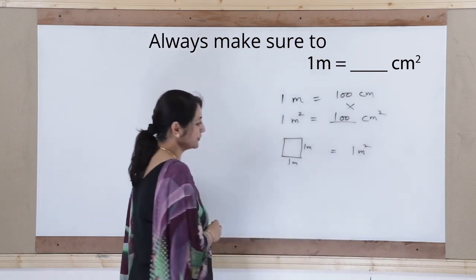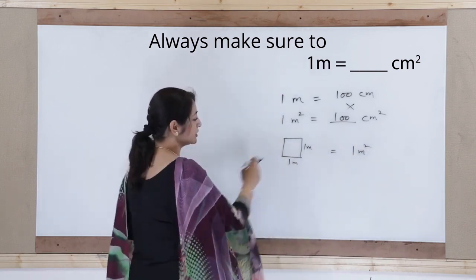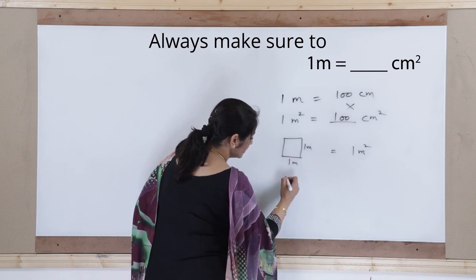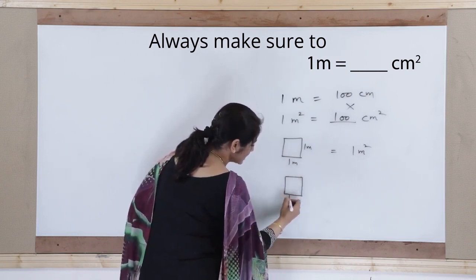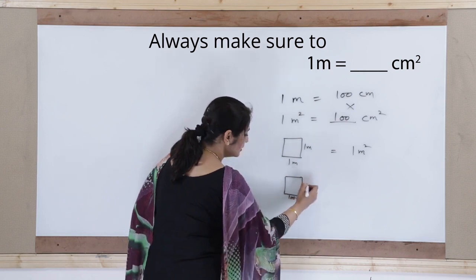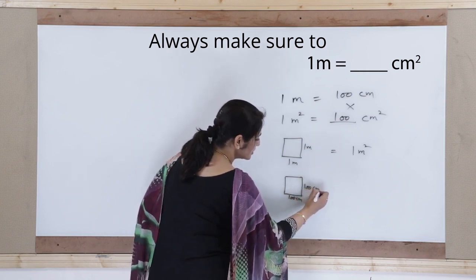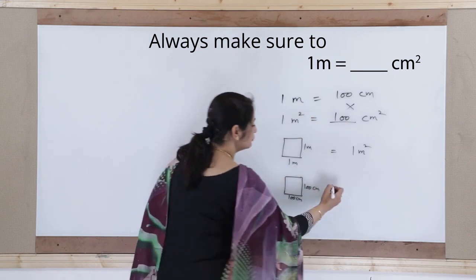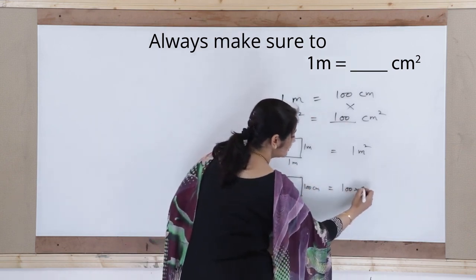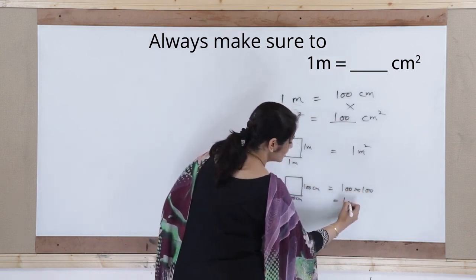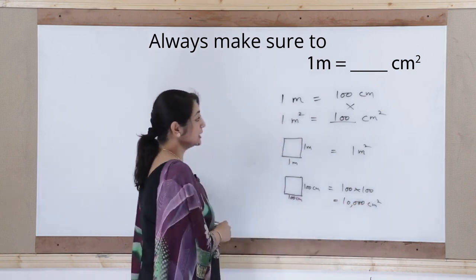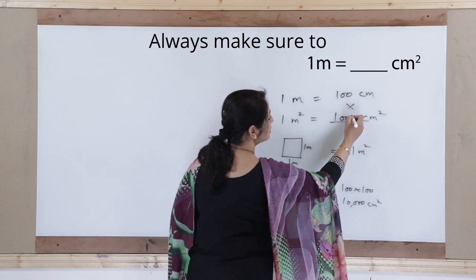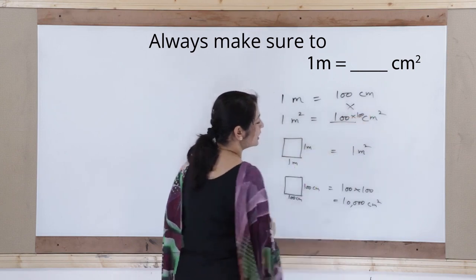Now suppose if I convert it into centimeters, then this same square will have the length as 100 centimeters and breadth also 100 centimeters. And now the area will be 100 multiplied by 100. That is 10,000 centimeters square. It means we need to multiply 100 also with 100.